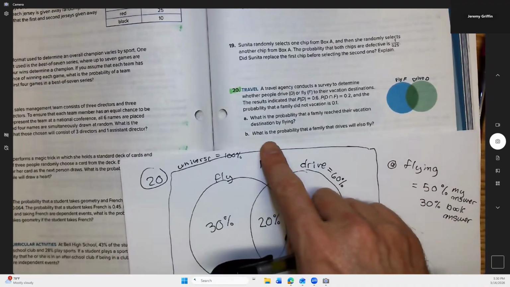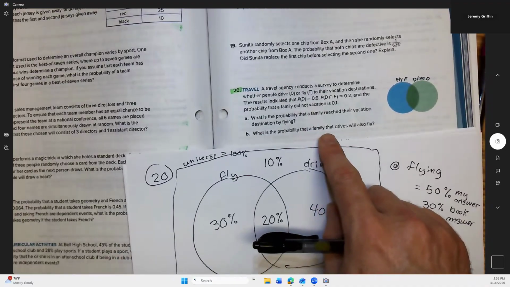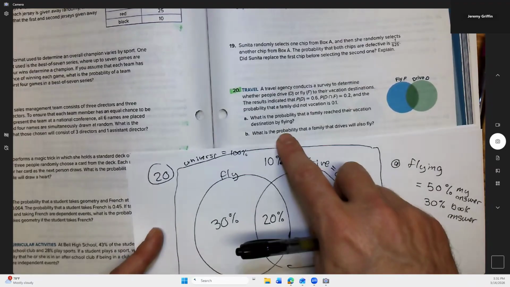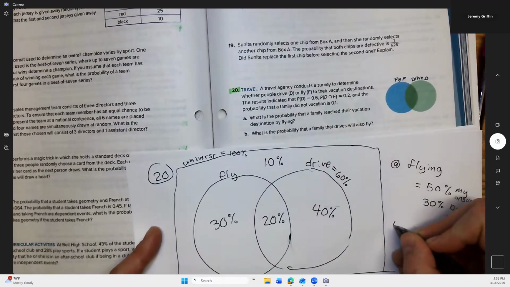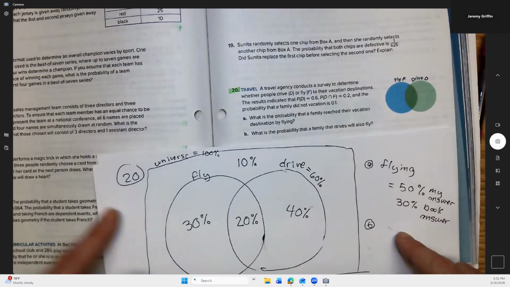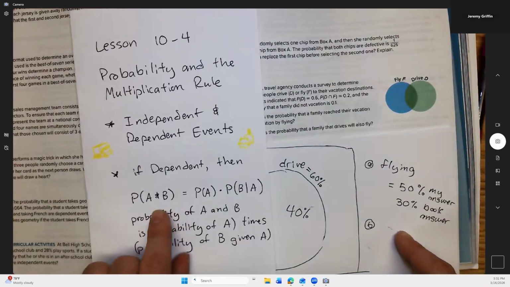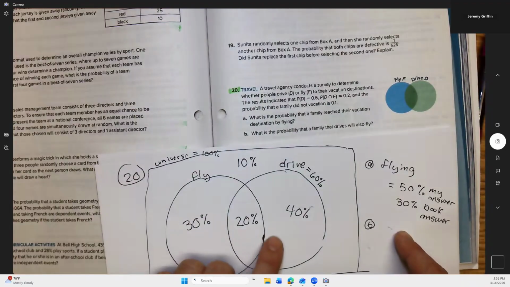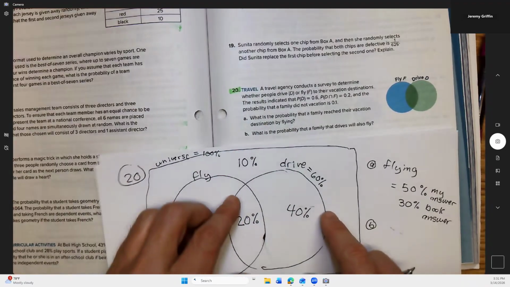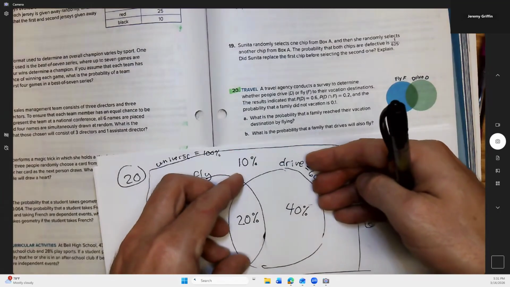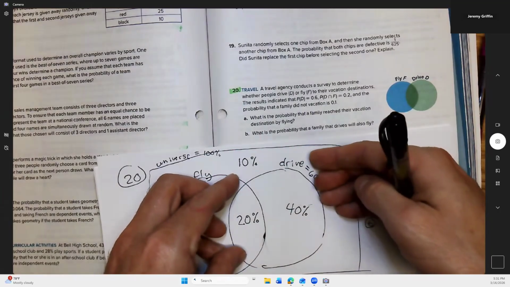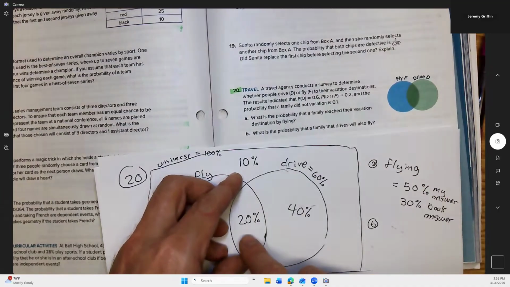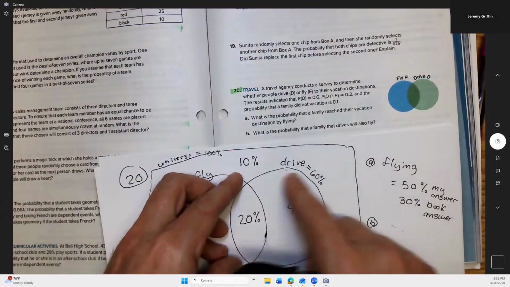Question B, what is the probability that a family that drives will also fly? Okay. So this is a dependent event. Remember, probability of A and B is A given B or B given A, something like that. Drives will also fly. So driving is these two parts here, this 20 and this 40%. But will also fly, that's this wedge compared to this wedge.